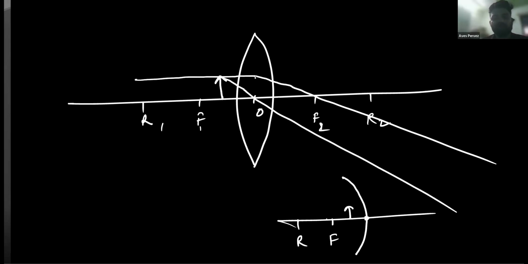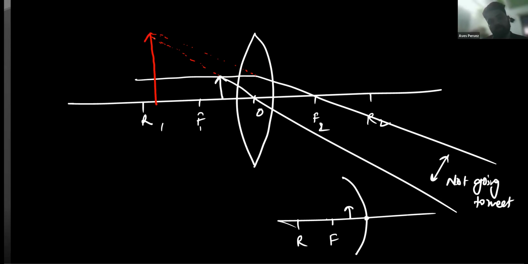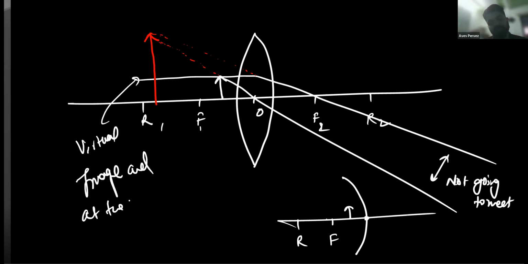We will see that these two rays are not going to meet. So what is going to happen? They will meet somewhere at the back side. Okay, so this is the virtual image, and it is at the same side of the object.